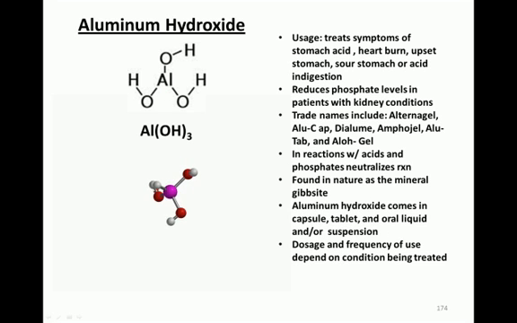Aluminum hydroxide. Usage treats symptoms of stomach acid that include heartburn, upset stomach, sour stomach, or acid indigestion. Found in nature as the mineral gibbsite, and dosage and frequency of use depend on the condition being treated.